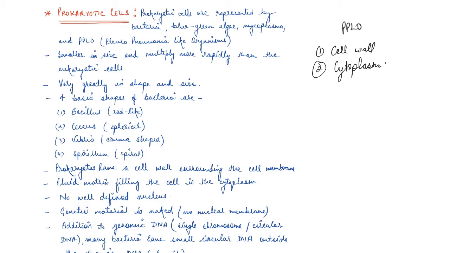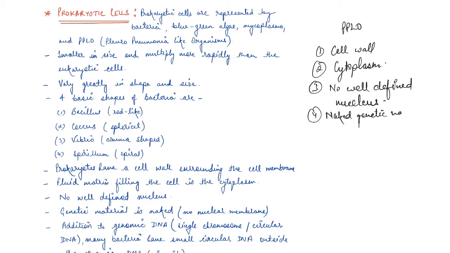Now there is no well-defined nucleus in prokaryotic cells. So remember, no well-defined nucleus, right? Now, the nucleus holds the chromosomes which have the genetic material. Here, the genetic material is not enveloped by a nuclear membrane. So basically the genetic material is naked. So we have naked genetic material, right?